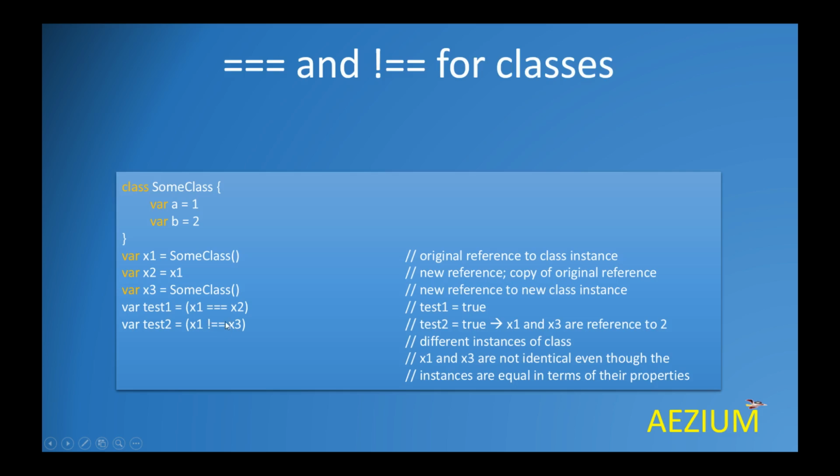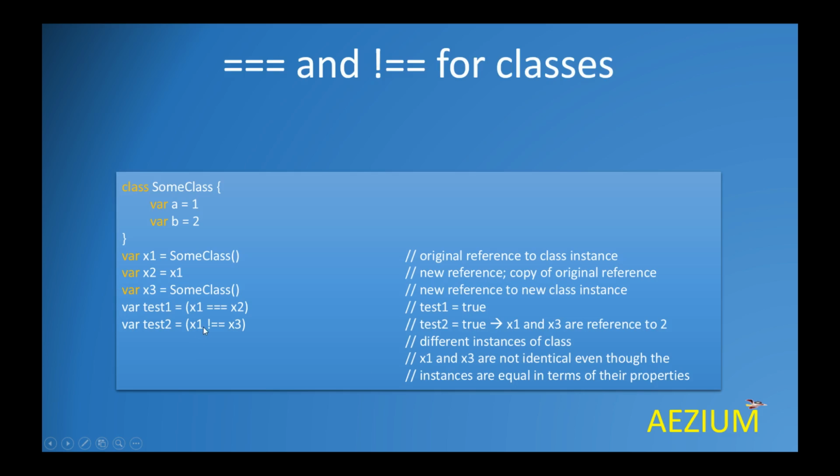If we tried the second identity operator to check whether x1 and x3 are not the same name for the same instance, they are actually names for different instances of SomeClass, the answer would still be true, because x1 and x3 are references to 2 different instances of the class. So x1 and x3 are not identical because they're not referring to the same instance, even though the instances are equal in terms of their properties.